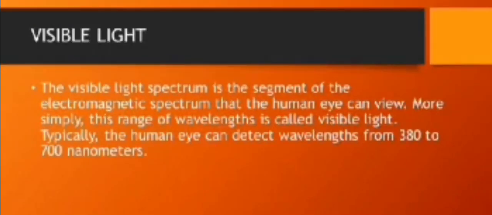The visible light spectrum is the segment of the electromagnetic spectrum that the human eye can view. More simply, this range of wavelengths is called visible light. Typically, the human eye can detect wavelengths from 380 to 700 nanometers. So, it is the portion of the electromagnetic spectrum that is visible to the human eye, consisting of different colors with wavelengths ranging from about 400 to 700 nanometers. It's essential for sight and is used in various lighting applications.